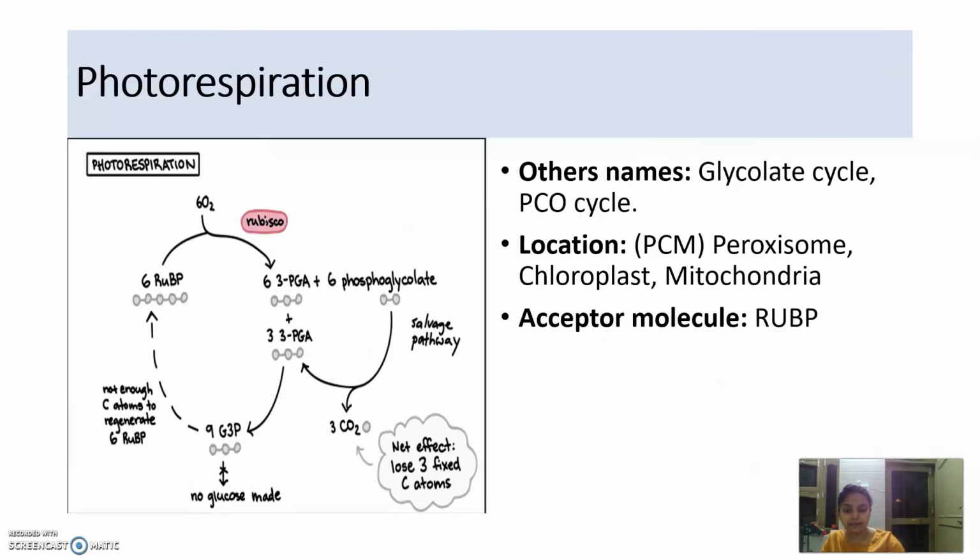Let's see that. Photorespiration is a net loss of carbons. If we take 6 molecules of RuBP, then 3 carbon atoms will be lost.